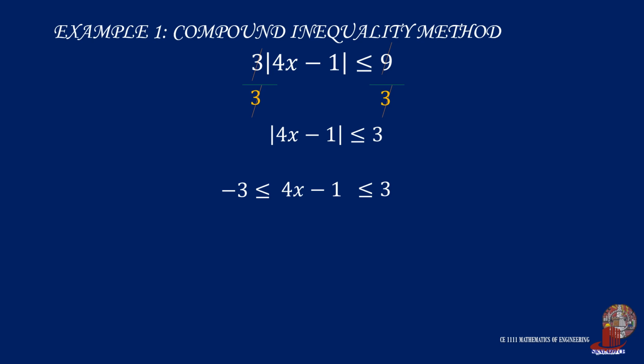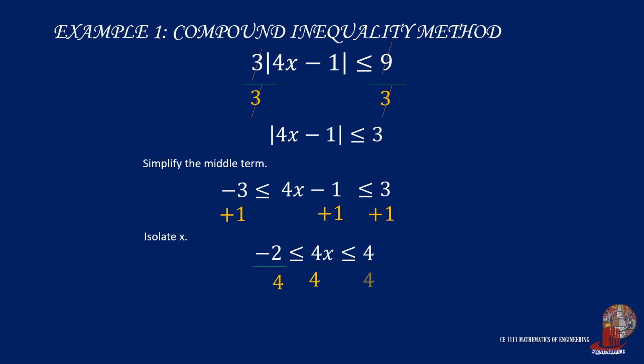So now we have negative 3 is less than or equal to 4x minus 1 is less than or equal to 3. We can move on by simplifying the middle term by adding 1. So we get negative 2 is less than or equal to 4x is less than or equal to 4. We can have x by dividing all by 4. So we are down to negative 1/2 is less than or equal to x is less than or equal to 1.